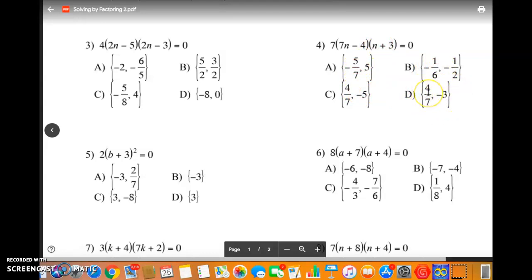But let me show you how you get 4 over 7. From the other side here, 7n minus 4, if you make that alone equal to 0, you would add 4 and then divide by 7. So 4 over 7 would be that solution. So that's how we're doing all these already factored problems.